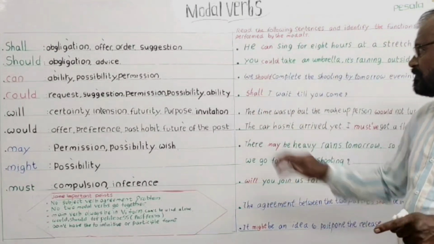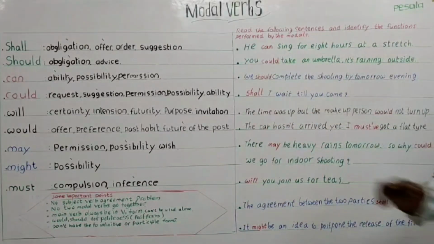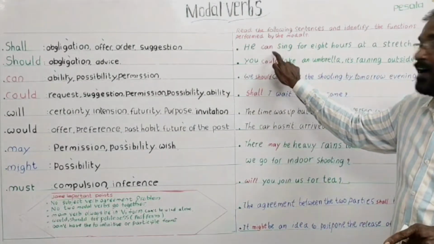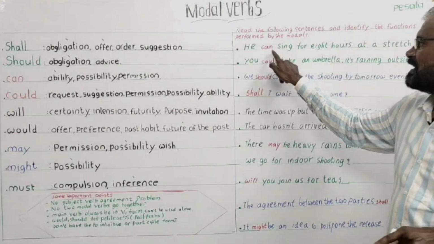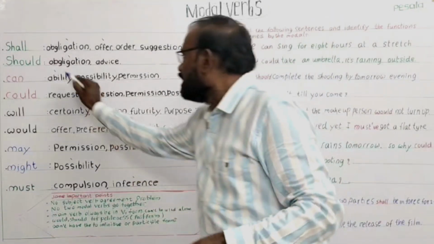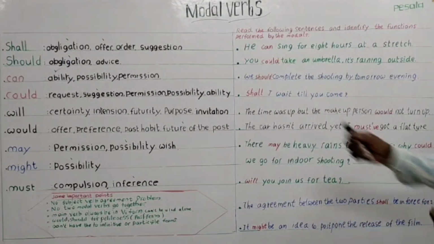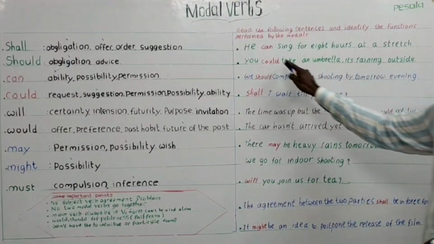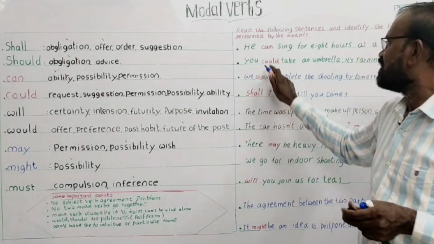See this: he can sing for 8 hours at a stretch. Here it is can. What does it show in the sentence and how does it modify the verb sing? Can shows the ability. And you could take an umbrella. It's raining outside. It is a suggestion.